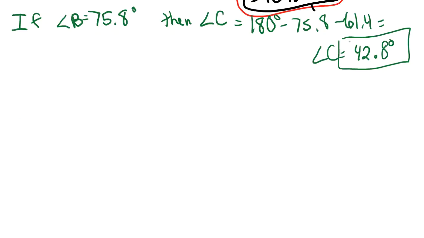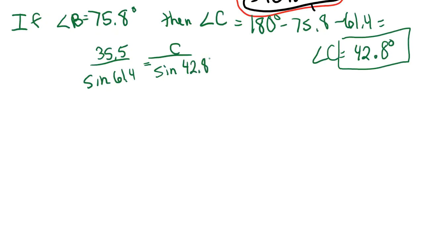And what we're going to do to finish up is calculate the missing side, which is side C. So I want to use that proportion again, 35.5 over sine of 61.4, and I want to set that equal to find side C. And since I know the angle of C, I can use 42.8 now. So why don't you go ahead, pause this, see if you can solve for side C. You should get 27.5 centimeters.